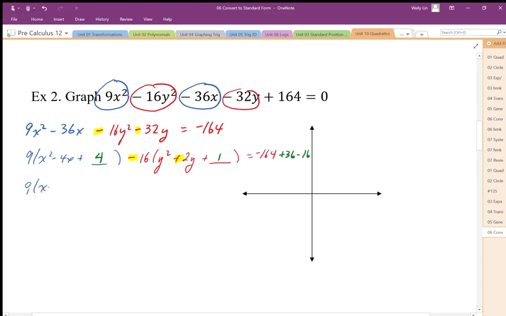I'm going to complete the square here. Okay, and then I'm going to rearrange this equation. So I'm going to end up with negative 144. Okay, so I still need to rearrange this into this graphing form. So I'm going to divide by negative 144.